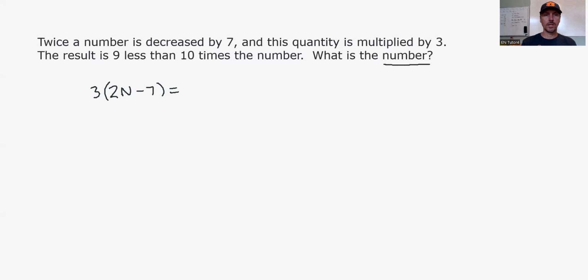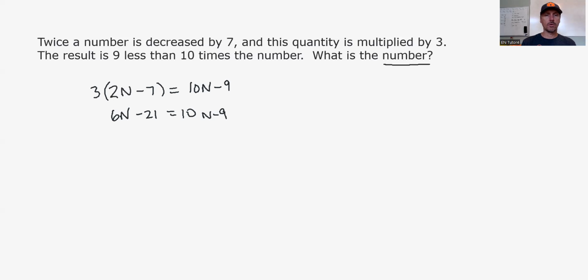The result of this whole thing is equal to 9 less than 10 times the number. So 10 times the number, but 9 less than that, so minus 9. There's our equation that we have to solve. We're going to take it in pieces. We're going to distribute first over here. So 3 times both of these terms is going to be 6n minus 21 equals 10n minus 9.